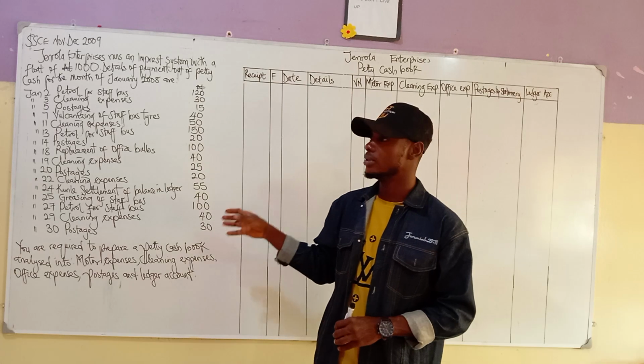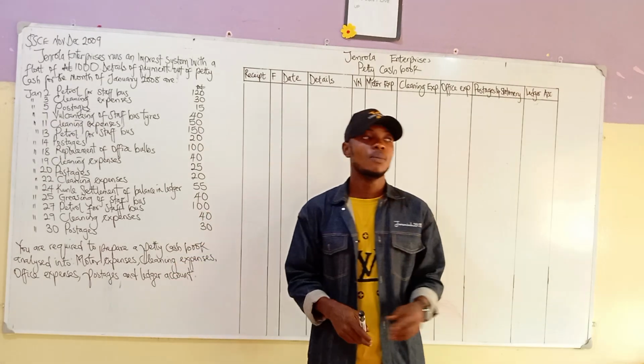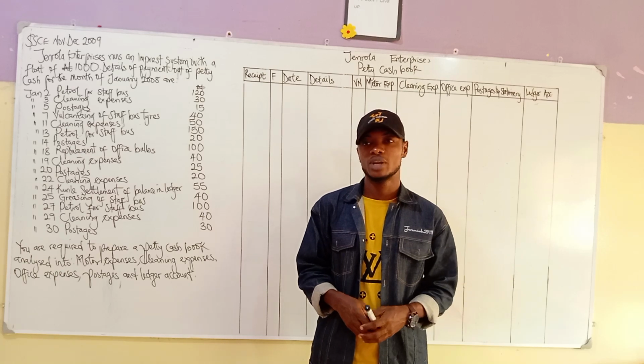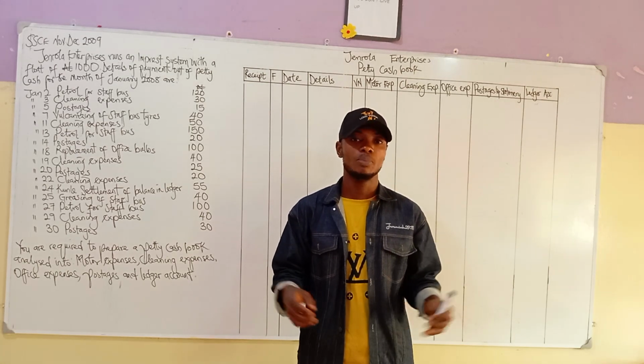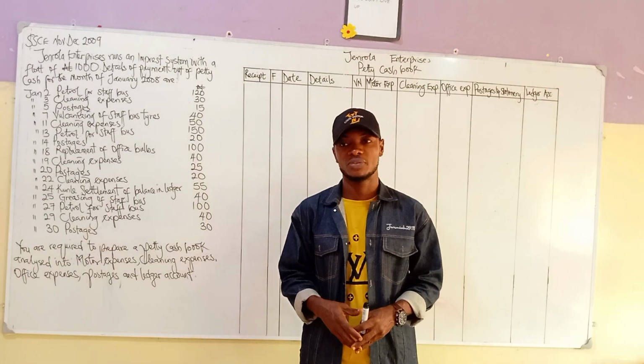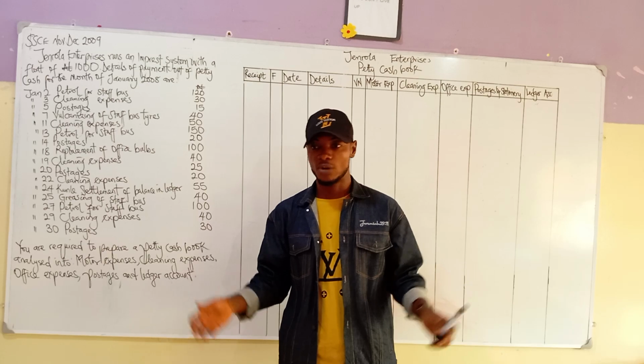Now, the person that handles the Imprest is called the Imprest cashier, and the money that is given to them to tackle all those unforeseen expenses that may arise within a given period of time is called the float. So we can also call it cash float.